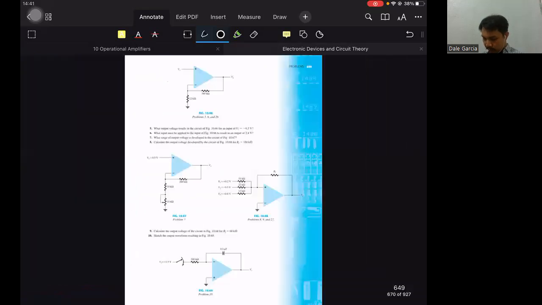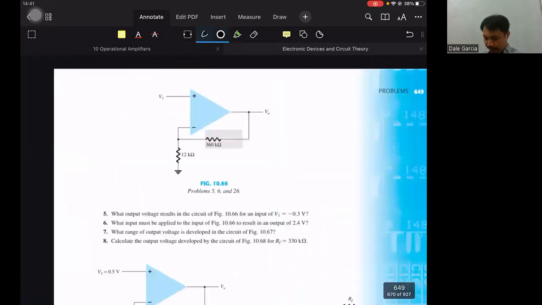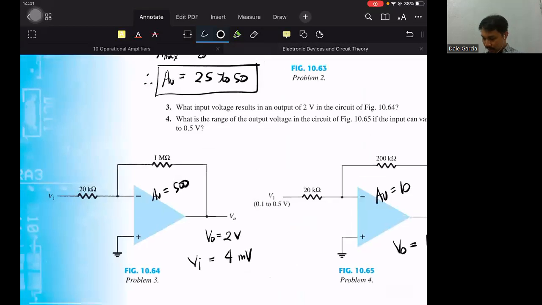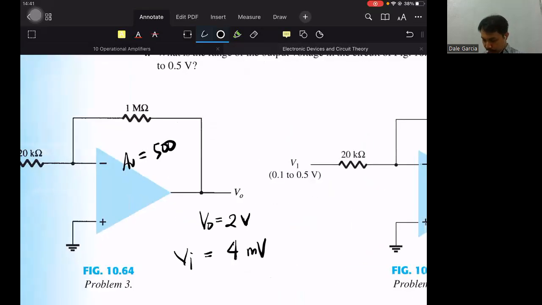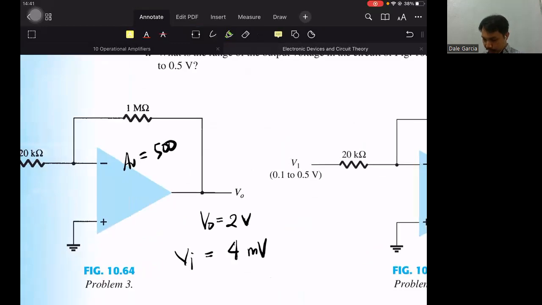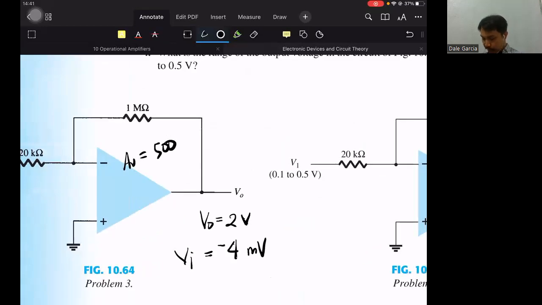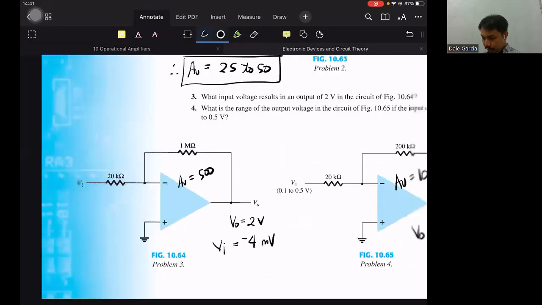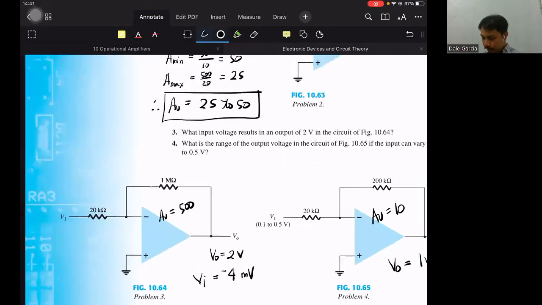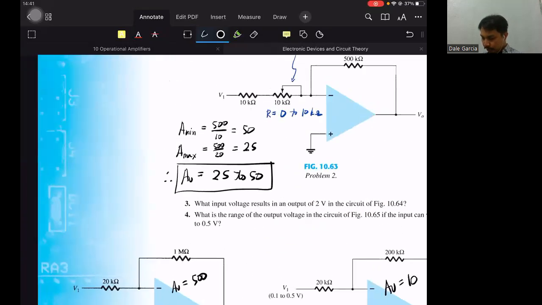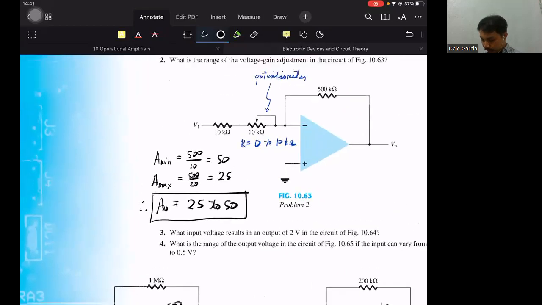Oh, we're missing the negatives, guys, no? So the output is 2, the input supposed to be is negative 4. Because the output is positive, so the input is negative. Negative na.